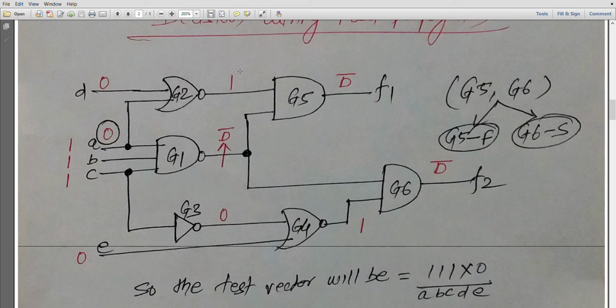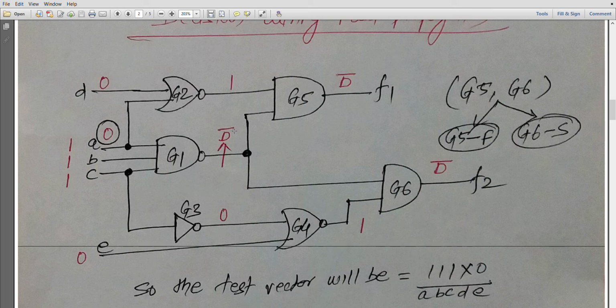Now here see, for this D bar, that is the stuck at 1 fault, what do I have to apply here to sensitize this fault? Suppose I am testing for stuck at 1 fault, then I have to apply the logic 0 to sensitize that. Then only we can take the XORing condition. If I am checking the stuck at 1, then I have to apply the reverse logic, stuck at 0. And if I am checking stuck at 0, then I have to apply the reverse logic as 1, that we already discussed in the previous lectures.